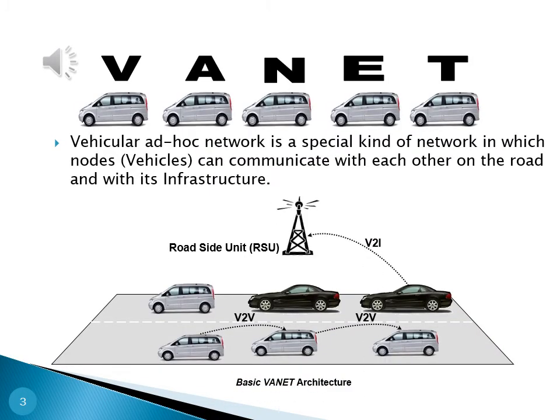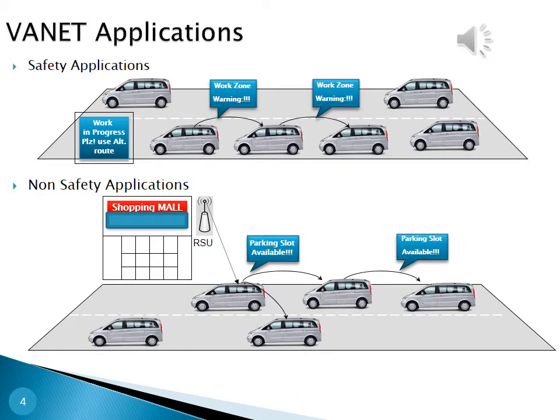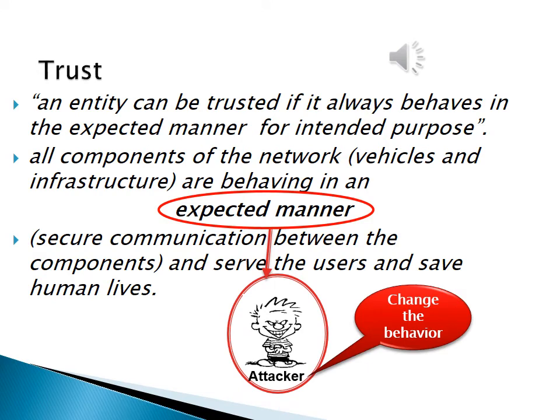Vehicular ad hoc network is a special kind of network in which nodes, vehicles, can communicate with each other on the road and with its infrastructure. VANET applications: safety applications and non-safety applications. Trust: an entity can be trusted if it always behaves in the expected manner for the intended purpose. All components of the network, vehicles and infrastructure, are behaving in an expected manner, ensuring secure communication between the components, and serve the users and save human lives.